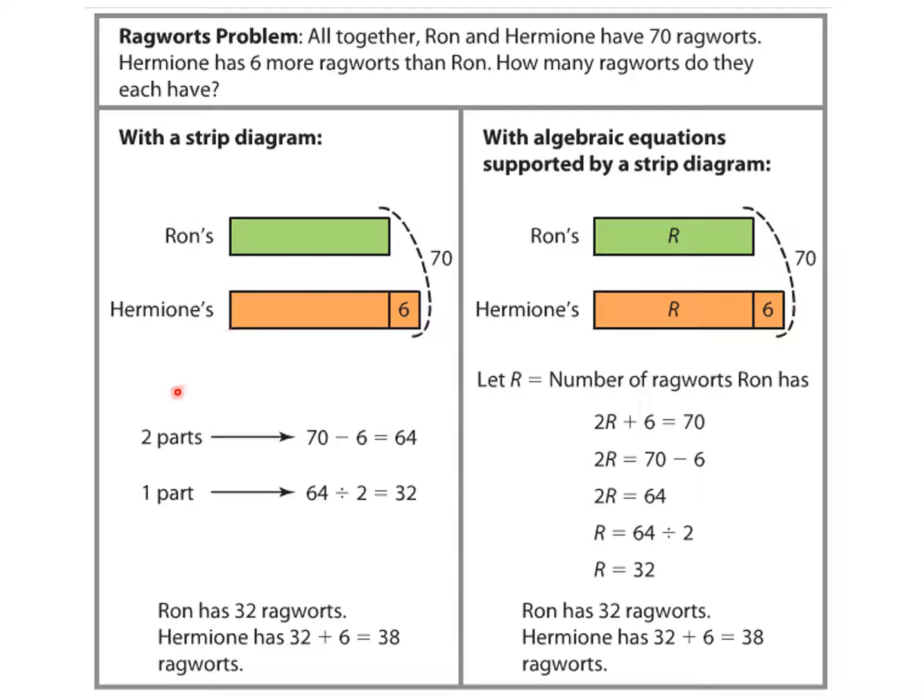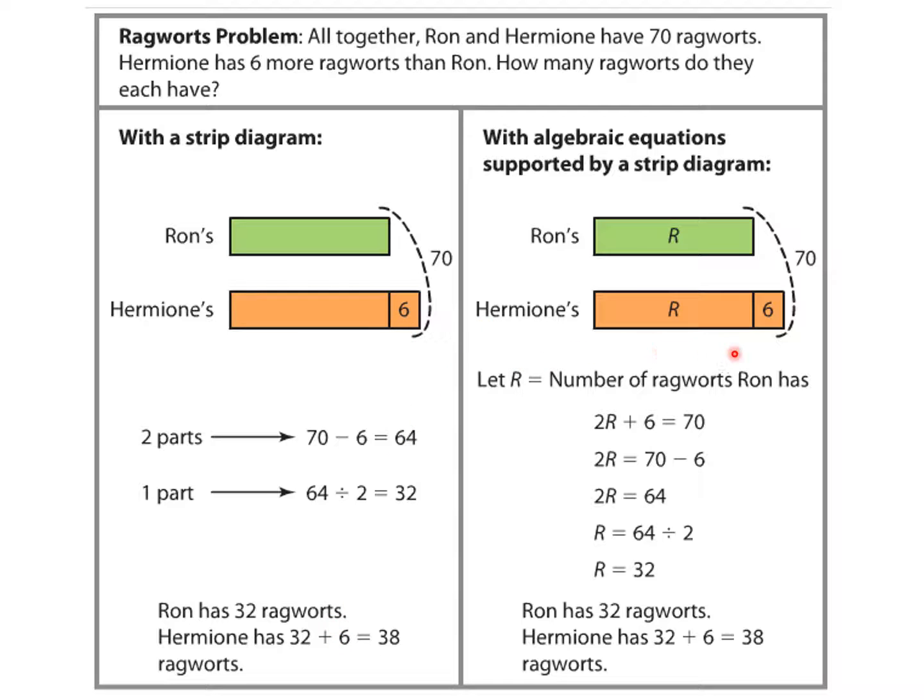And so from the picture we see that we've got 2 parts there, 2 pieces that we don't know how big they are. So 2 parts corresponds to the 70 total minus these 6 here that Hermione had extra. So that's 64. Then if we divide both sides by 2, we get that 1 part corresponds to 32. And so then Ron has 32 ragworts, and Hermione has the 32 there plus the 6, which is 38.